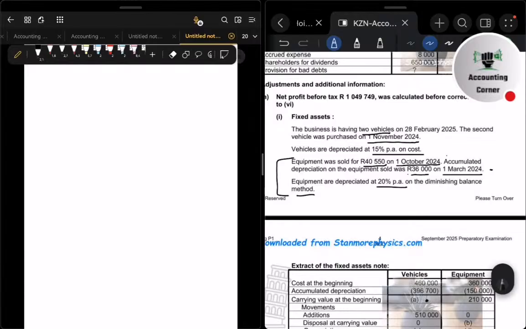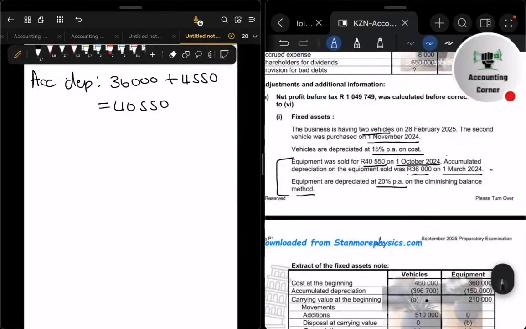Okay, so now we have the depreciation for the current year, so we can calculate our total accumulated depreciation. That will be the 36,000 at the beginning of the year, plus the 4,550 we just calculated, which will give us 40,550. Okay, so that's our accumulated depreciation for equipment on the asset that was sold.